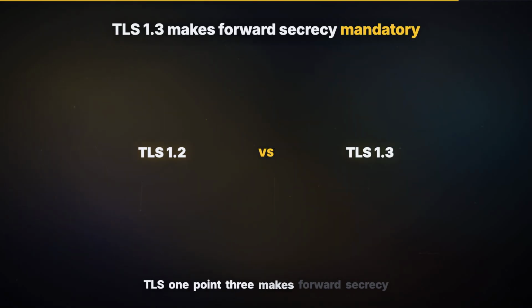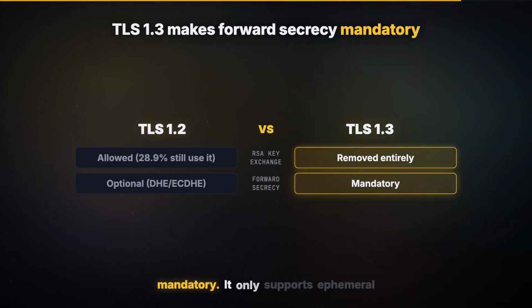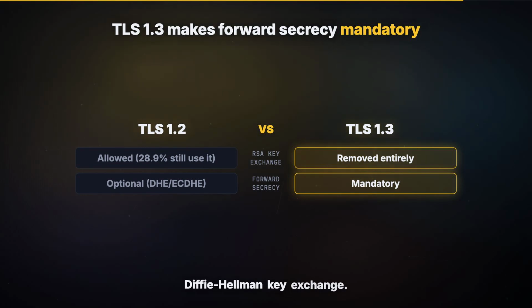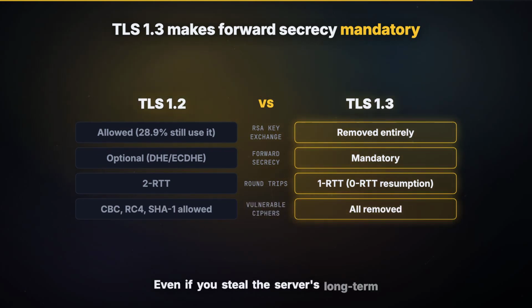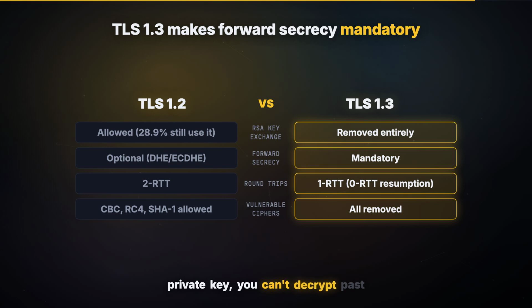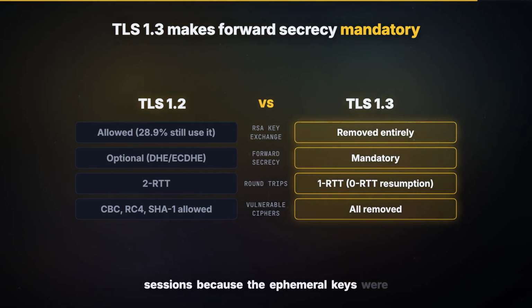TLS 1.3 makes forward secrecy mandatory. It only supports ephemeral Diffie-Hellman key exchange. The premaster secret is never encrypted and sent. Both sides compute it independently from ephemeral keys. Even if you steal the server's long-term private key, you can't decrypt past sessions because the ephemeral keys were already discarded.